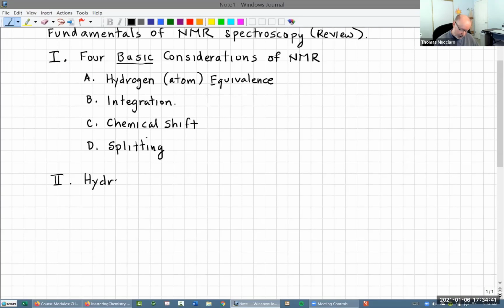atom equivalence. Now, we're going to focus on hydrogen equivalence, but effectively, atom equivalence is a general property of atoms that are covalently bonded in a molecule. So when we do carbon NMR, we talk about equivalent carbons. We're going to do hydrogen NMR, what we call proton NMR, talk about equivalent hydrogens. Okay? All right, so first of all, a definition, okay? It's a wordy definition.